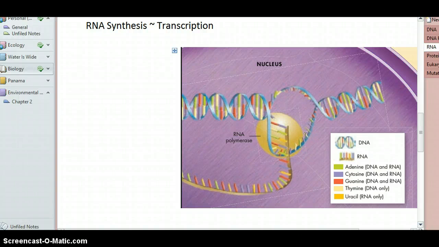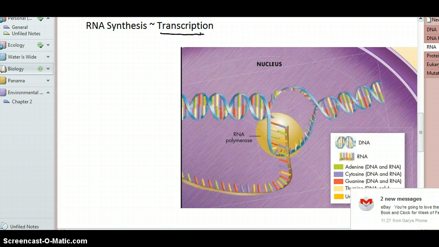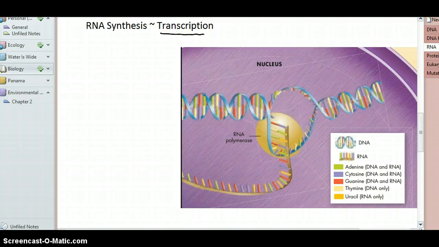All right, let's continue our discussion of chapters 12 and 13. I believe we left off here with the making of RNA, what's known as transcription. You can think of this as essentially transcribing, or rewriting, the code from DNA to RNA. We're going to use DNA as a template to make a piece of RNA.